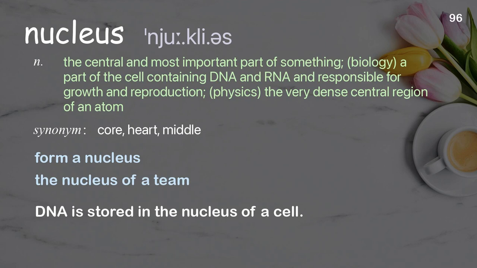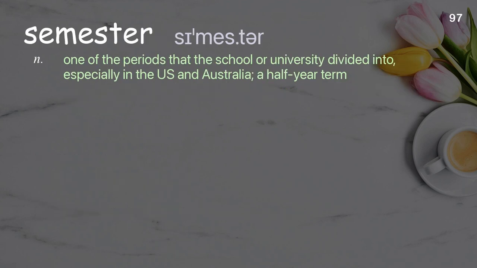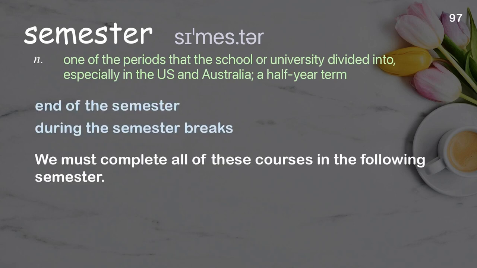Semester: one of the periods that a school or university is divided into, especially in the US and Australia; a half-year term. Examples: end of the semester, during the semester breaks. We must complete all of these courses in the following semester.